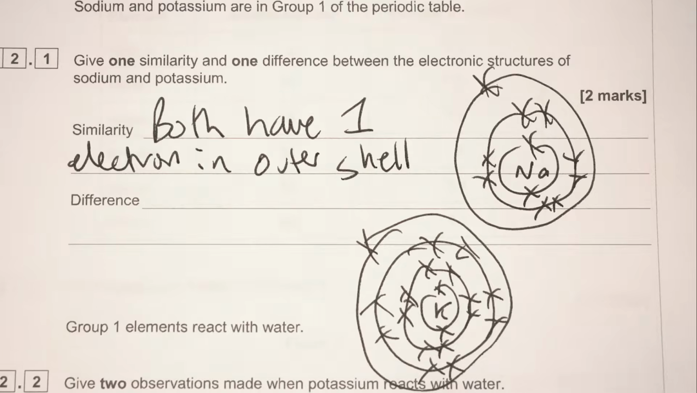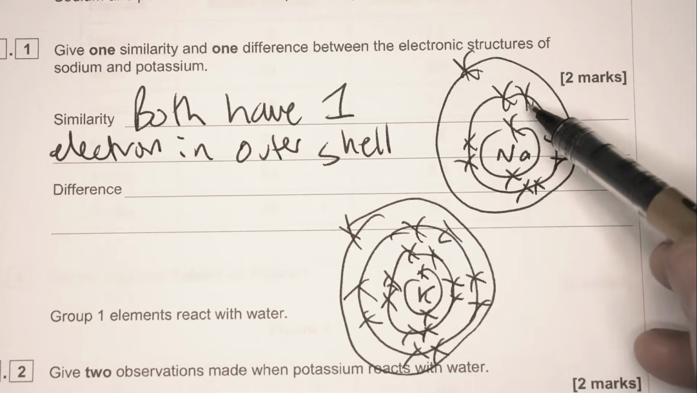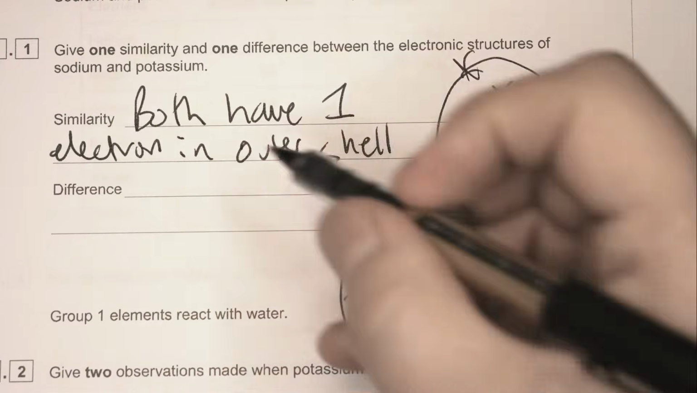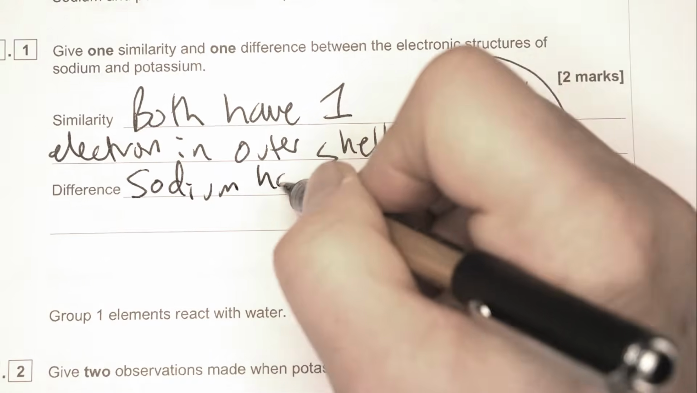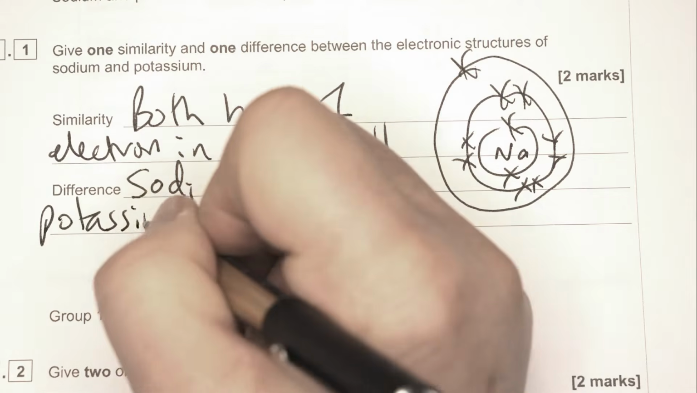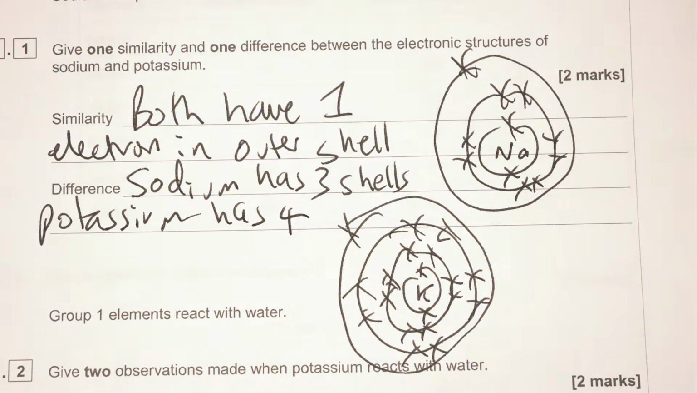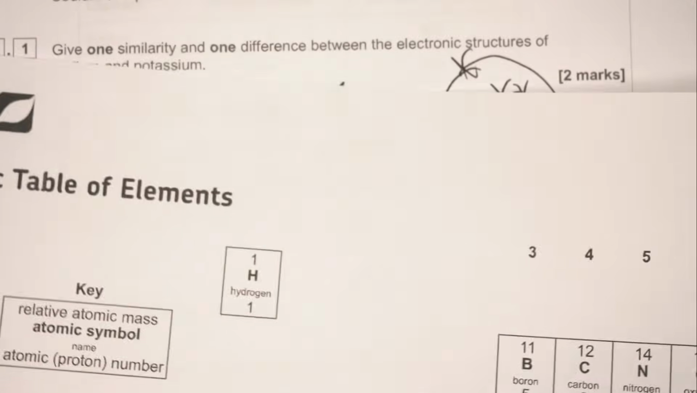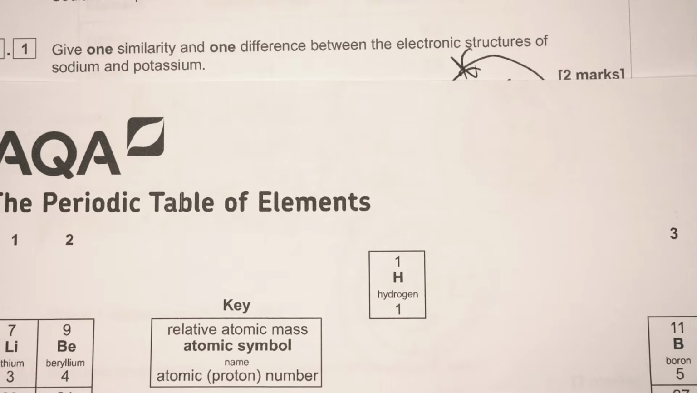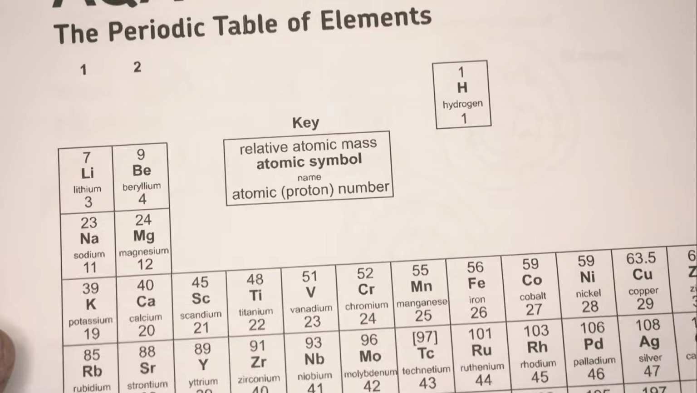And we can also see the difference is that sodium has 3 shells, whereas potassium has 4. There is another way you could have got to the same answer, and that is by looking at their position on the periodic table. So they're both in group 1 of the periodic table.